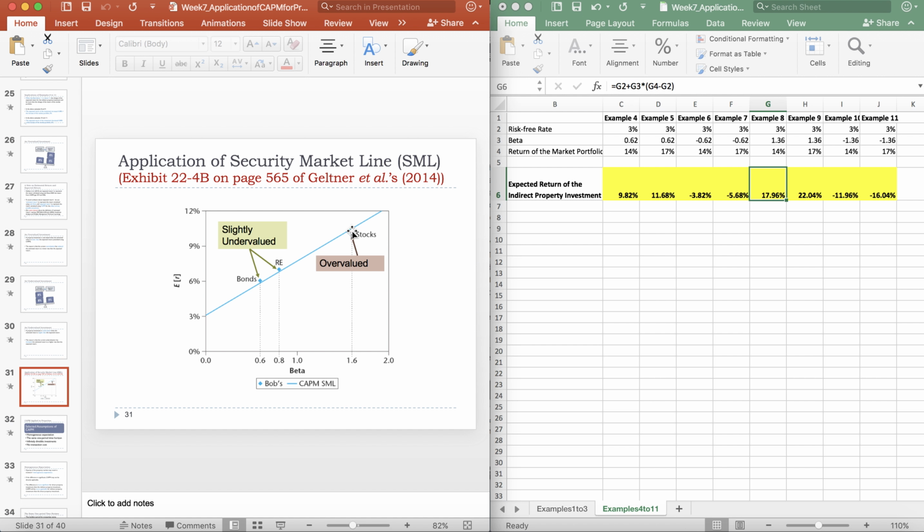So overall, for the capital asset pricing model, we know that it indicates a fair return for an investment based on its systematic risk.